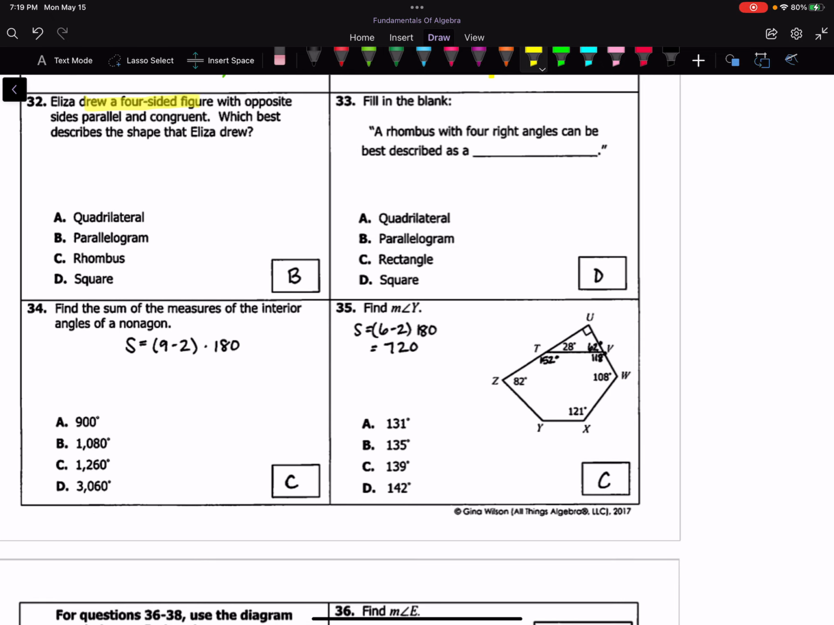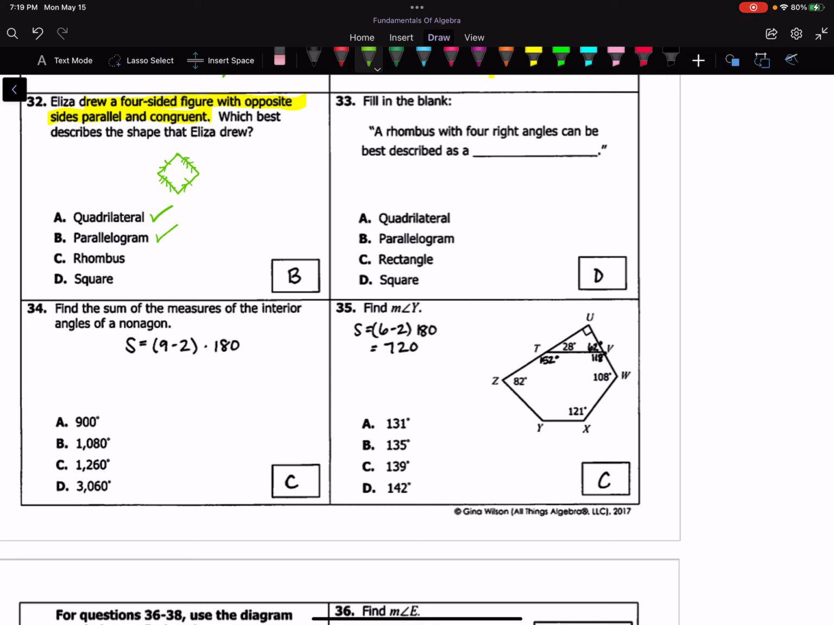Eliza drew a four-sided figure with opposite sides parallel and congruent. Uh-oh. Four-sided figure with opposite sides parallel and congruent. Notice that it doesn't tell us that all four sides are parallel and congruent. It just says opposite sides are parallel and congruent. So is it a quadrilateral? Yes, it is. But is that our best answer? I don't know. It'd be lower in the list.